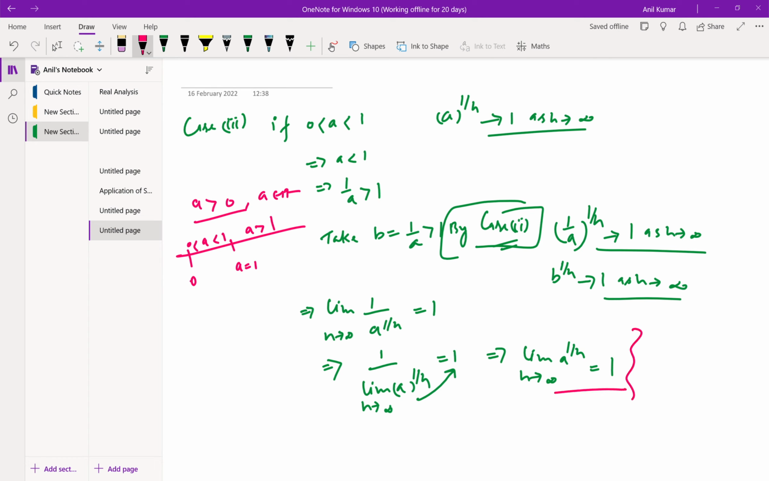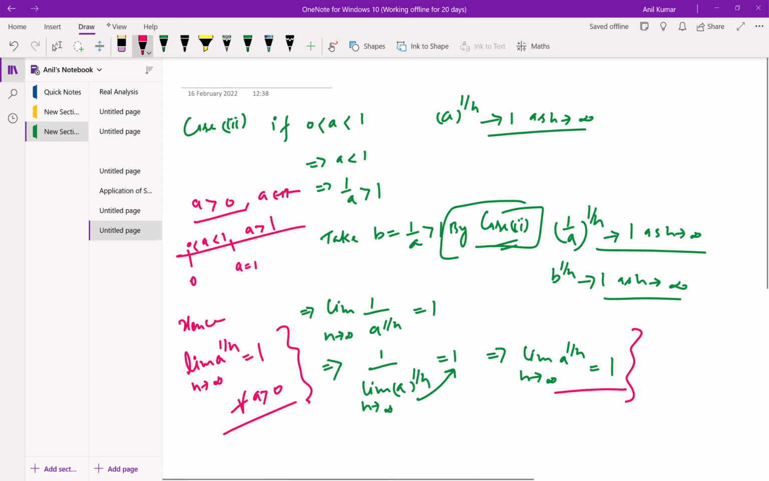So all cases have been covered in these three cases. So hence we can say that limit of a raised to power 1 by n as n goes to infinity, this limit is always 1 for every a greater than 0. So this is a beautiful application of sandwich principle.